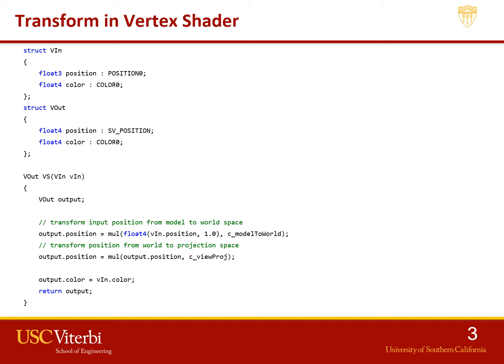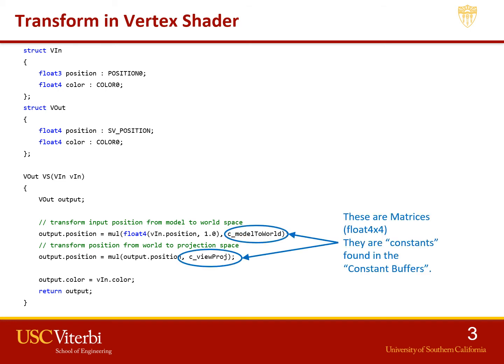Okay, what are these matrices? What is this and why did I put a C? These are what we call constants. They are in what we call the constant buffers. And that's why I put a C on them. Just to remind you, it's not required in HLSL that it have a C. I put the C underscore just as a reminder to the reader that these are constants. They're in the constant buffer.